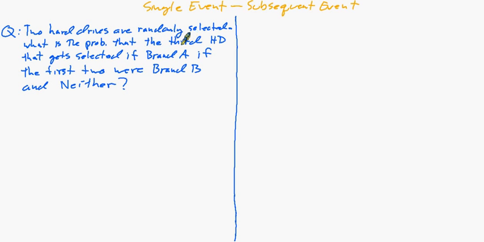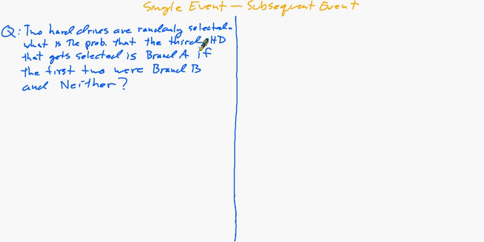Here's a good question. 2 hard drives are randomly selected. What is the probability that the third hard drive that gets selected is, I think that's supposed to be an A, is brand A, if the first 2 turned out to have been brand B and one of the ones that were neither brand A or brand B. So this is the third event, but we're still just asking for the probability of that one event. It just isn't the first event.